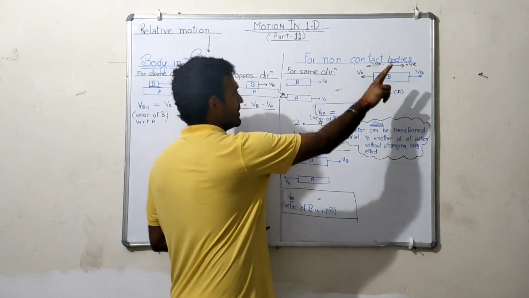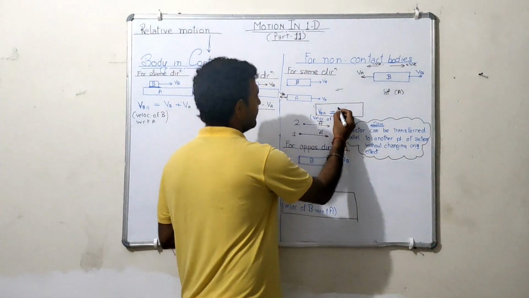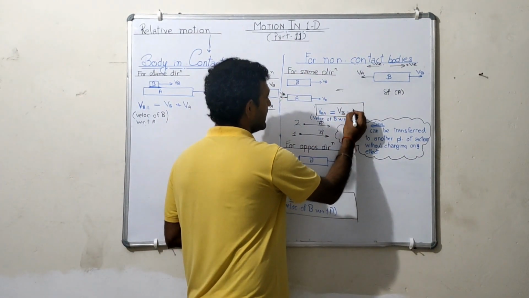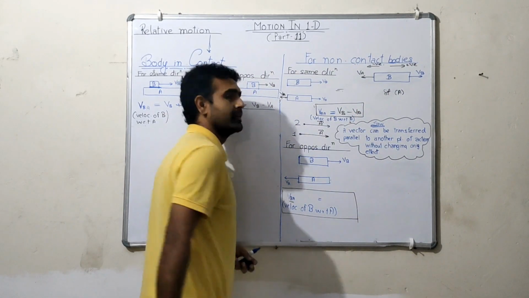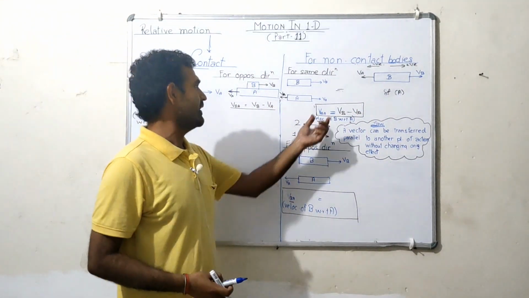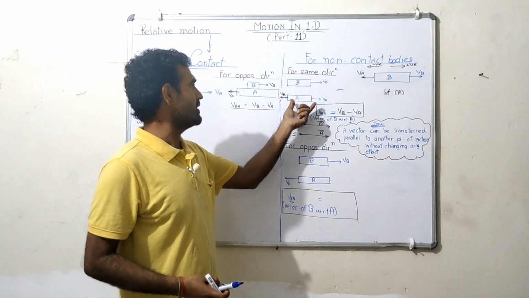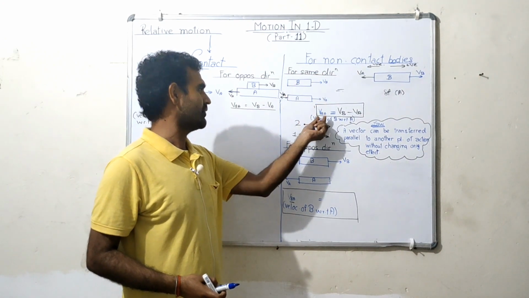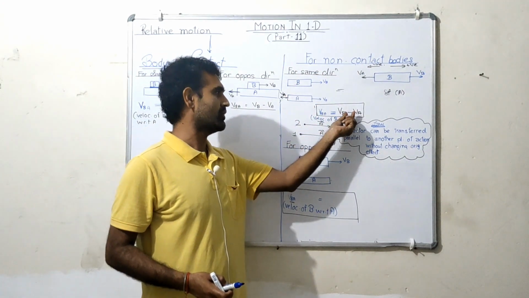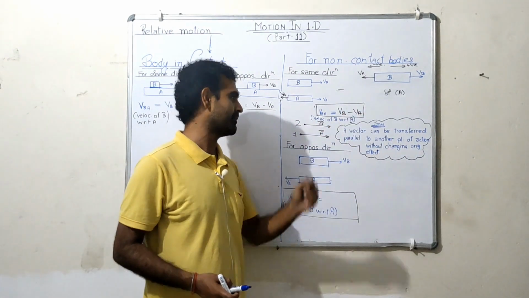Now since this direction is positive, VBA will be VB minus VA. Right? So we have seen that if the two bodies are in the same direction, then the velocity of B with respect to A always comes out as VB minus VA.